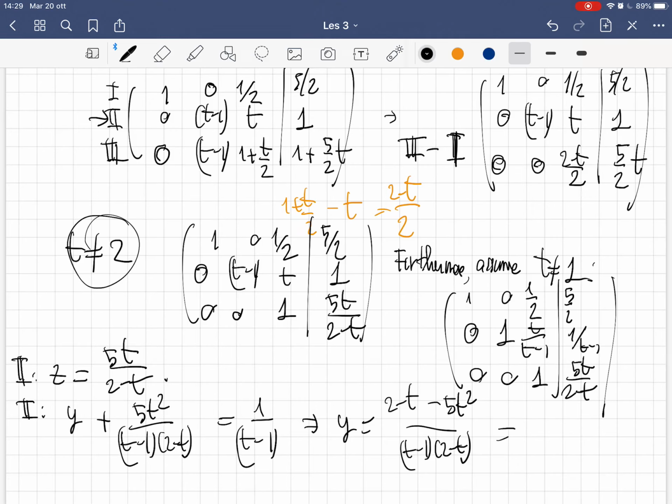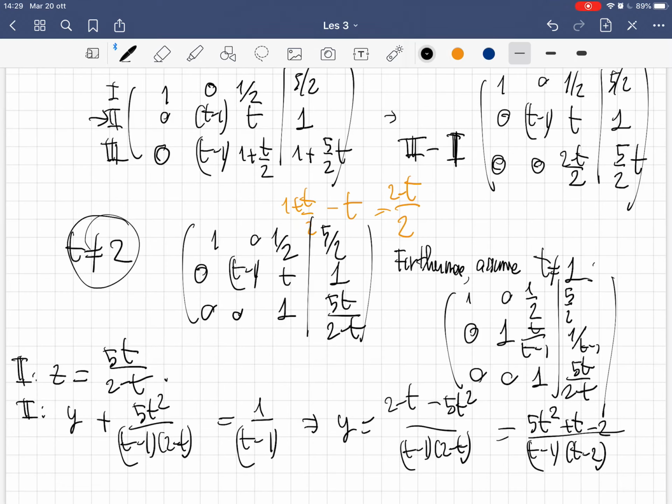If you want a slightly nicer way of writing, just do this, multiplying by -1 above and below. So no worries. Okay, then this is it. Oh, let's put another page.